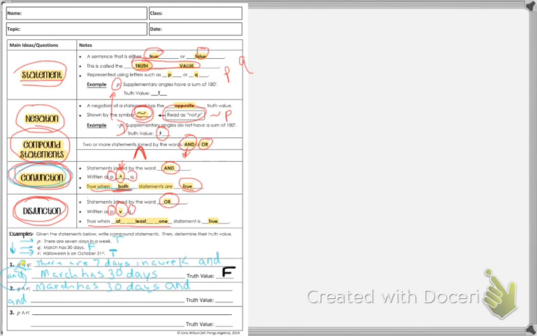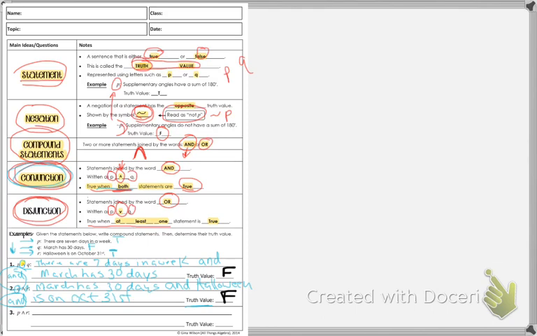Our statement says Halloween is on October 31st. Alright, what's the truth value of this compound statement? Well, we're using and again. If we're using and, both of these have to be true. The fact that Q is false makes the entire thing false.